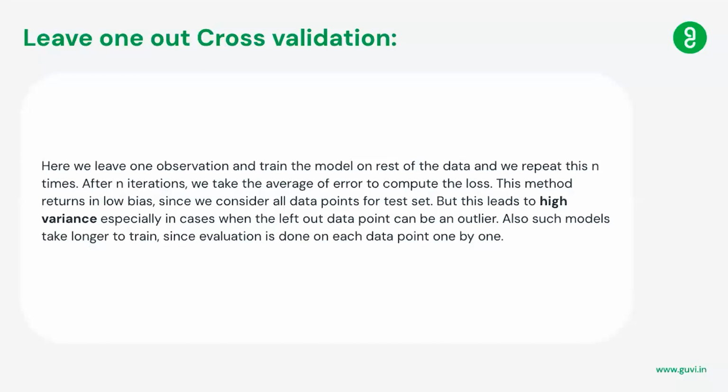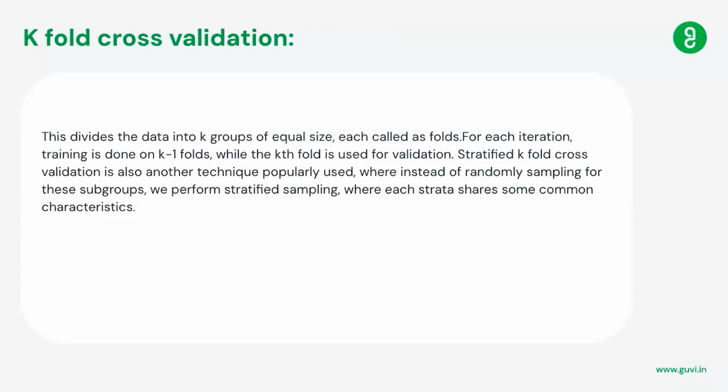So this results in low bias because we are considering all data points for training and for testing, but high variance, because if you leave out a data point that is an outlier, then your model parameters will fluctuate very much. Also, this model will take longer to train, obviously, because you train your model 100 times. In k-fold cross-validation, you are just training your model 5 times, right? Because it's a 5-fold cross-validation technique. But in leave one out, you're training your model 100 times because each time you leave one data point and train on the rest.